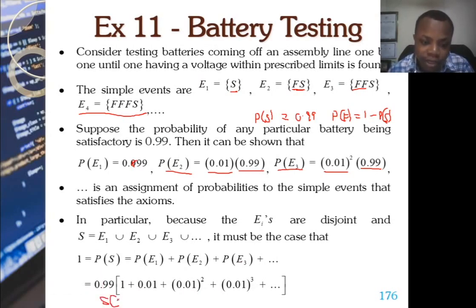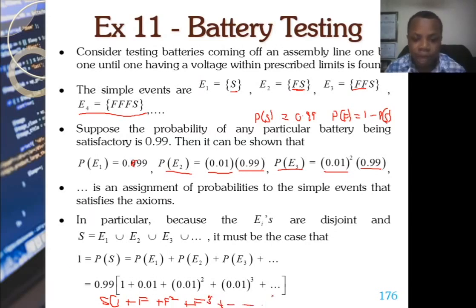into brackets, that is the first event, plus this for the second event, and for the third event we have F squared, plus that for the 4th event, then this continues until what? Infinity. So once we bring this out, we already know the probability of success, which we have to be 0.99, and the first term is only S, so once we multiply it by S, it's just the same thing.